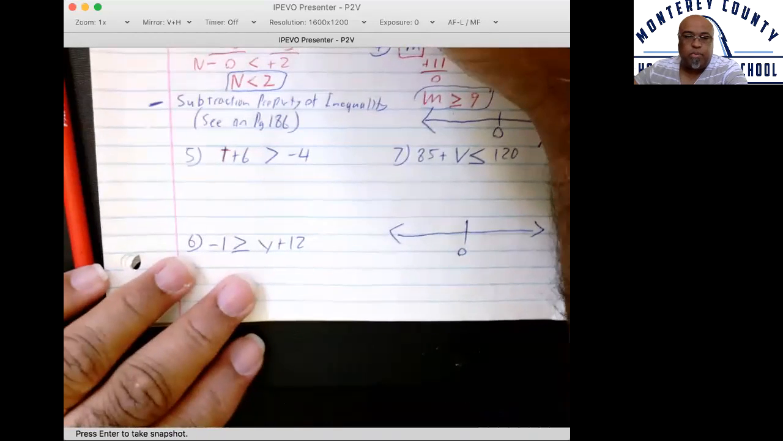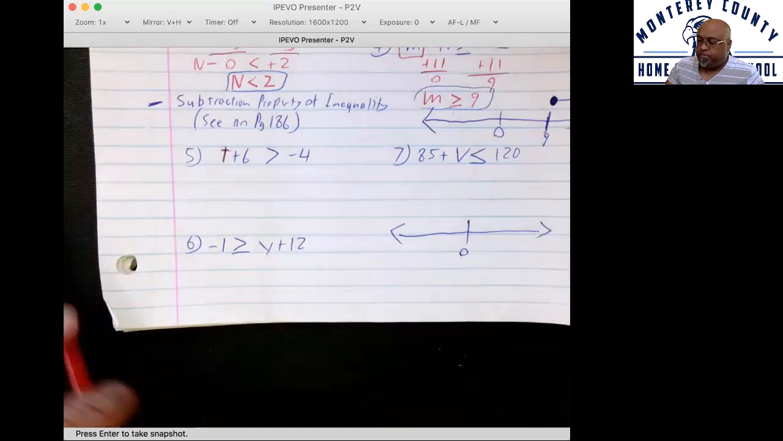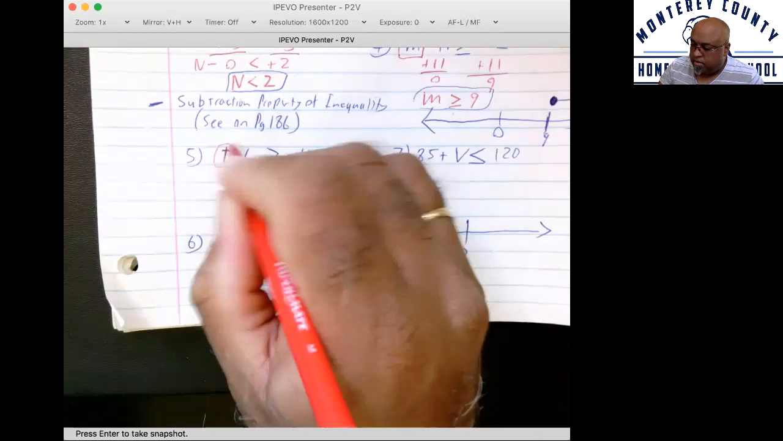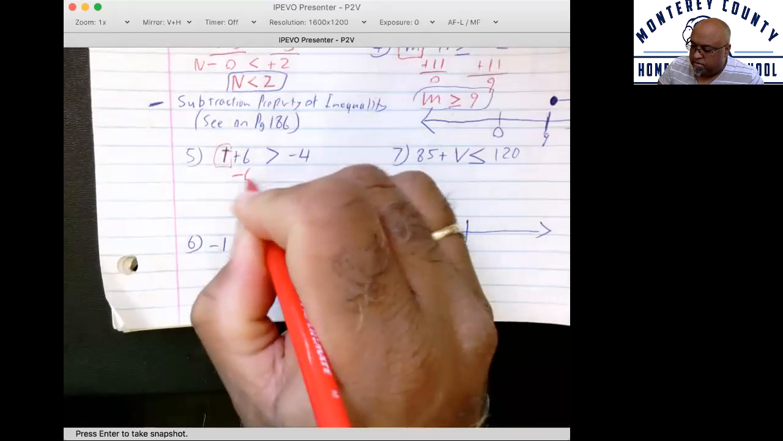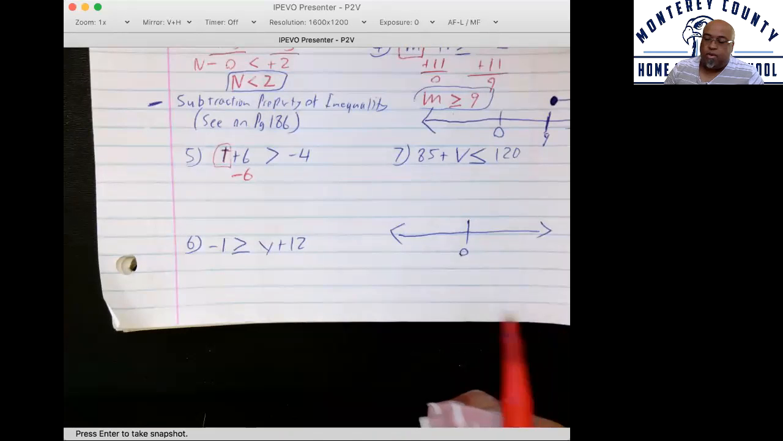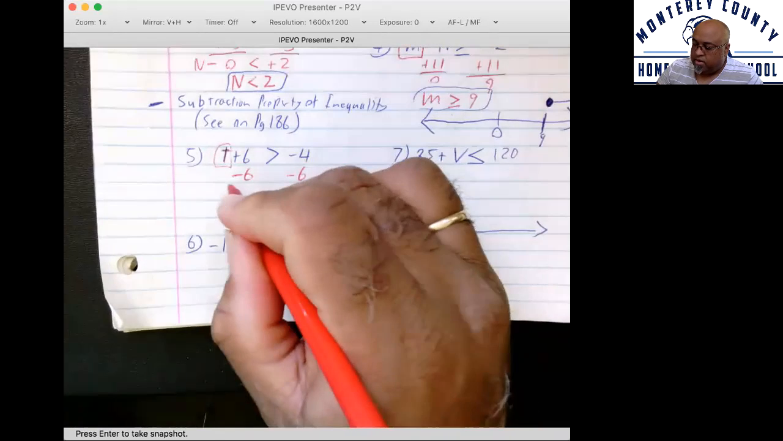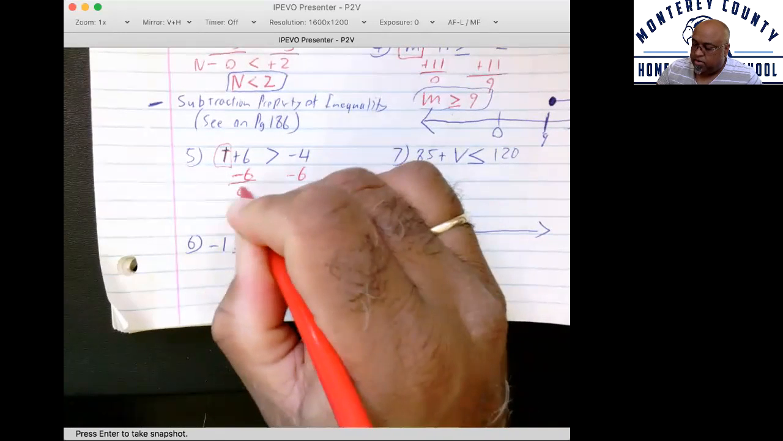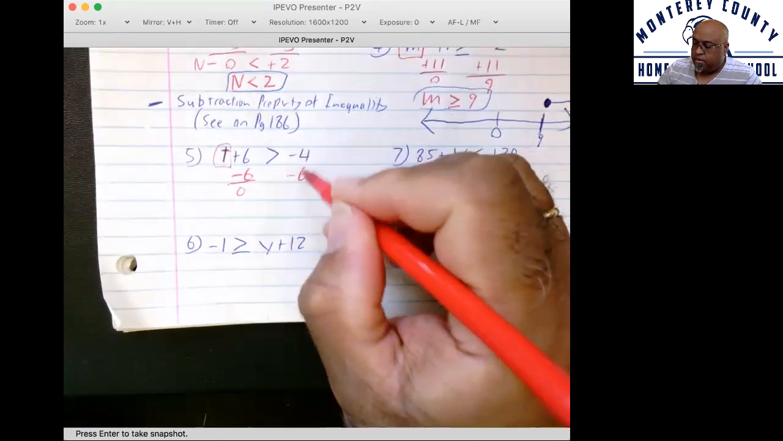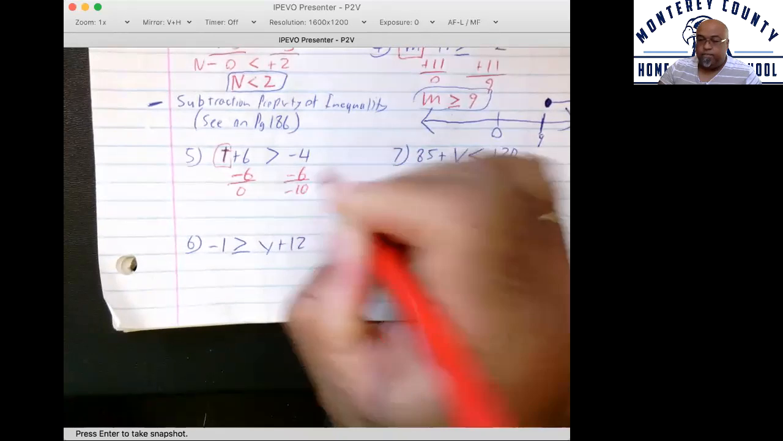Okay, back to the problems. So the subtraction property of inequality works like this. I have an addition problem, and I want to use IOB to solve. So isolate the variable by opposite operation. In this case, my opposite operation is simply subtract. So I'm taking away from my inequality. So positive 6 minus 6 is equal to 0. Negative 4 minus 6, it's a little tricky, is equal to negative 10.